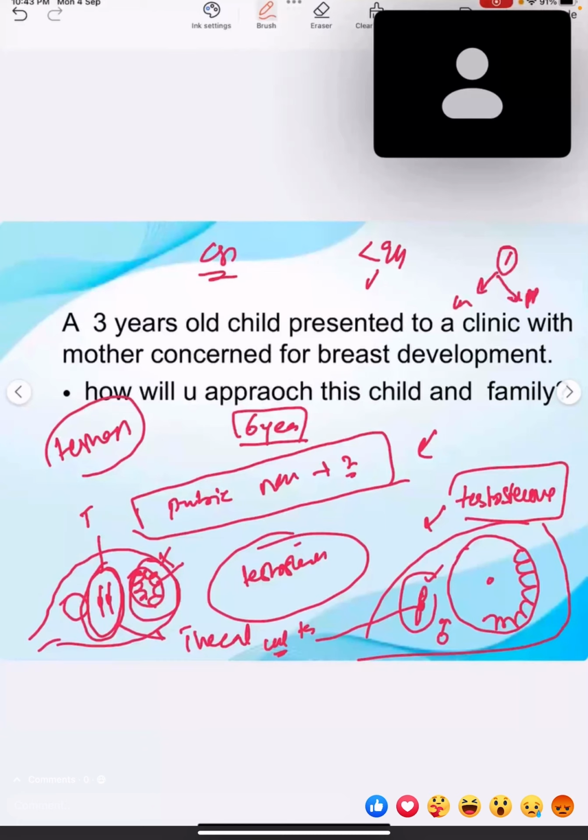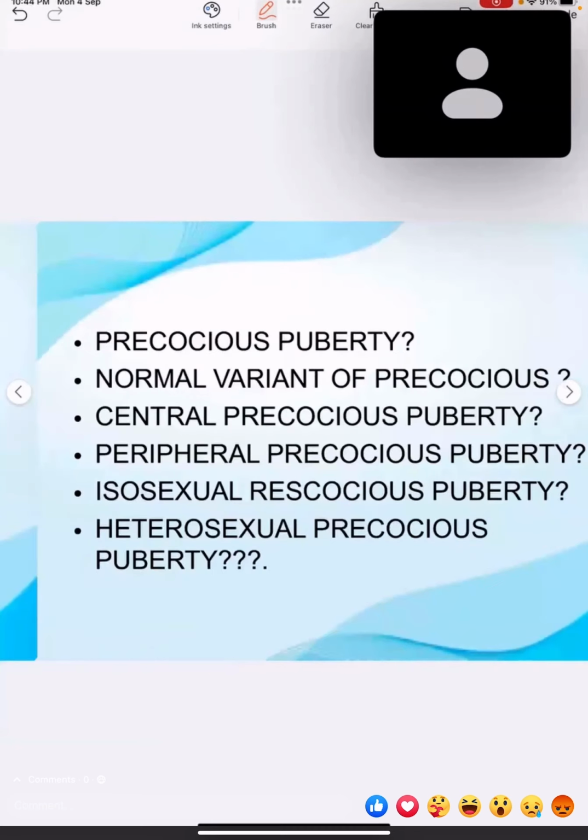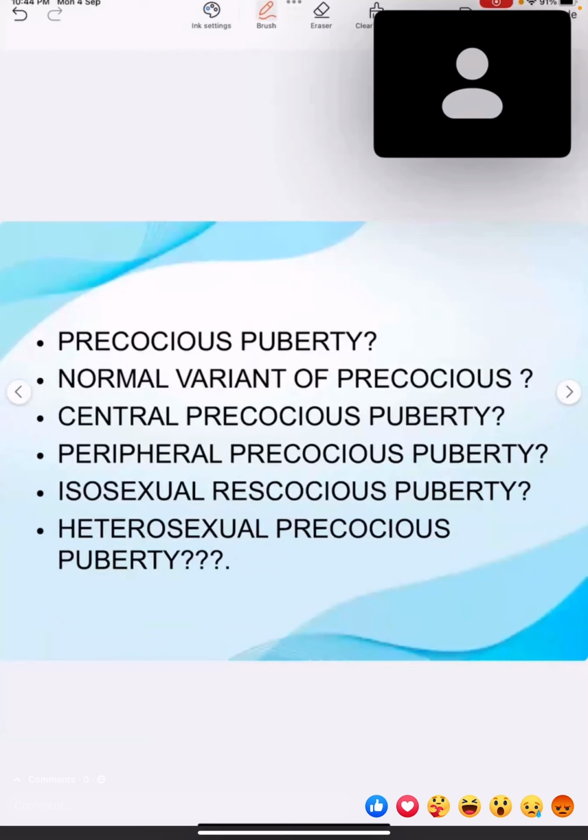Central precocious is also known as isosexual, and peripheral is also known as heterosexual, where a male may have features of the female hormonal excess. In isosexual, he is a male and he is having secondary sexual characteristics of the male before 9 years. Now we have to know whether this is a normal variant or precocious puberty, central or peripheral, isosexual or heterosexual.